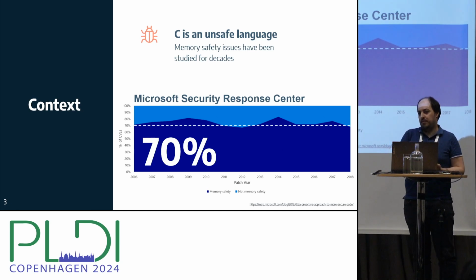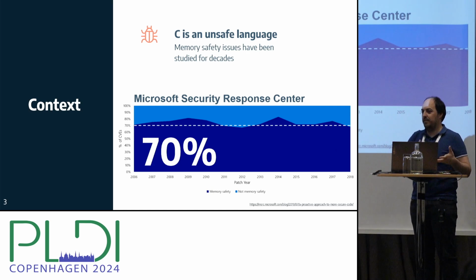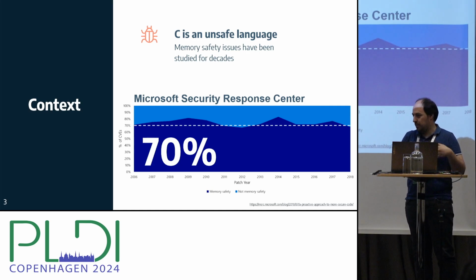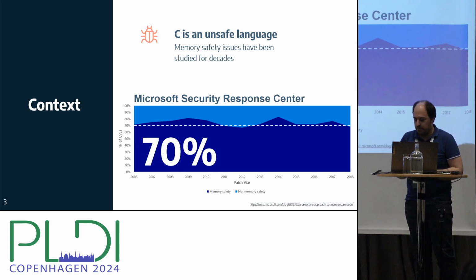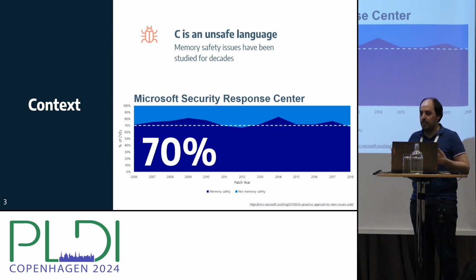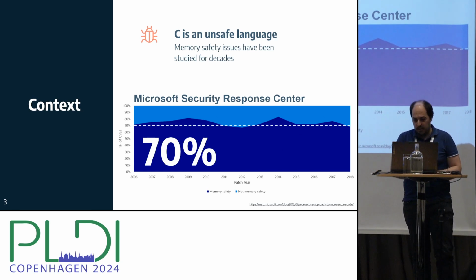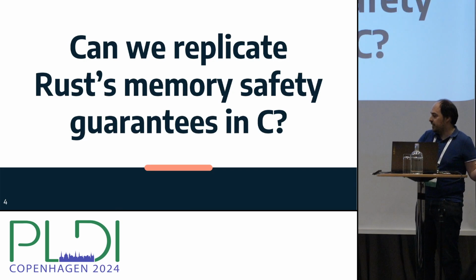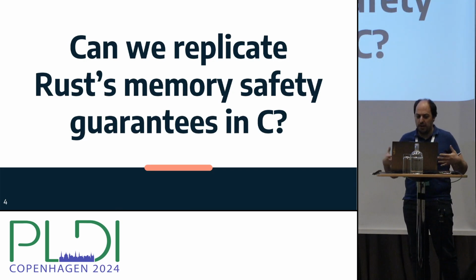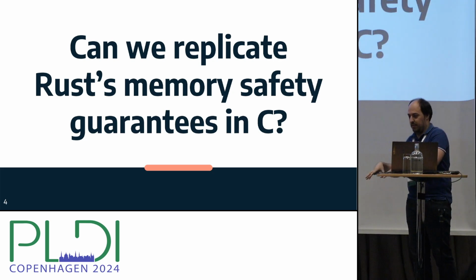One of them is, for instance, having a language that does not have the same problems that C has. That's what languages like Rust and Go do. However, even if Rust is gaining traction, C is not going anywhere so soon, so we have to deal with it somehow. So the idea of this work is, can we replicate Rust's memory safety guarantees, but over C code?